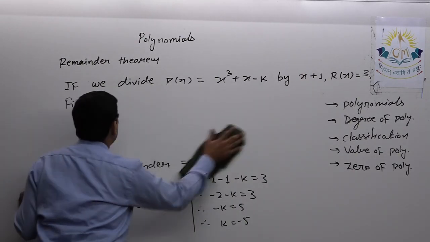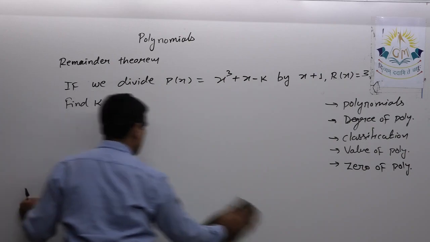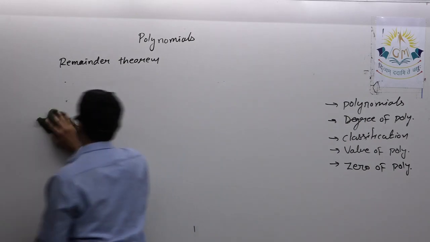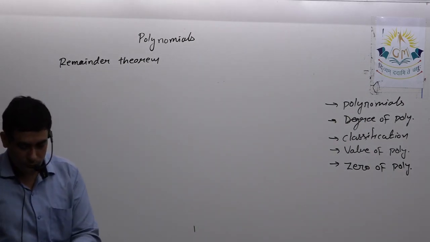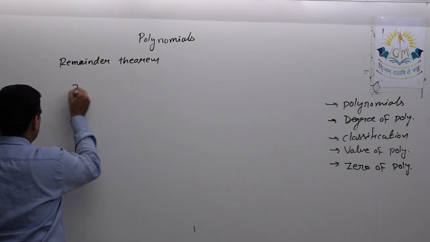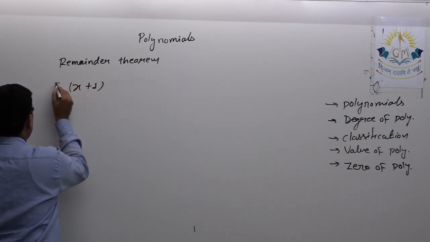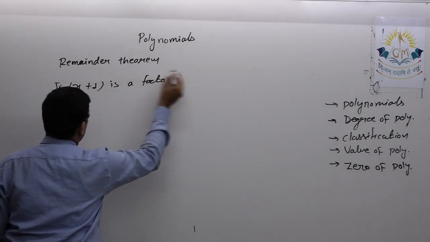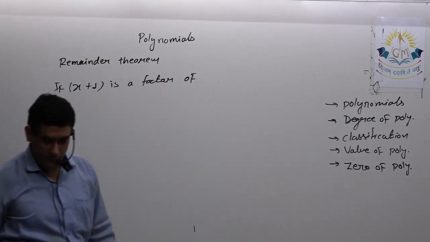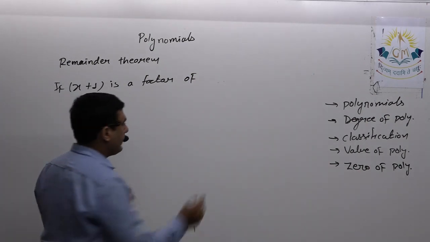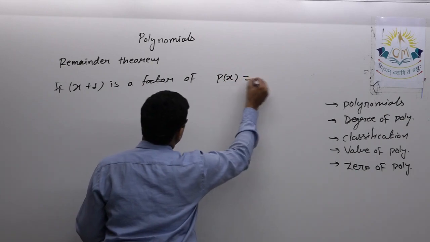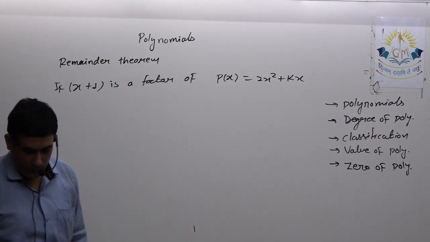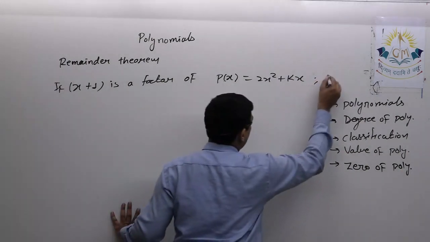So that was the remainder theorem. Now let us see one more question related to the remainder theorem. It is given, if x plus 1 is a factor of p(x) equal to 2x square plus kx, then find the value of k.